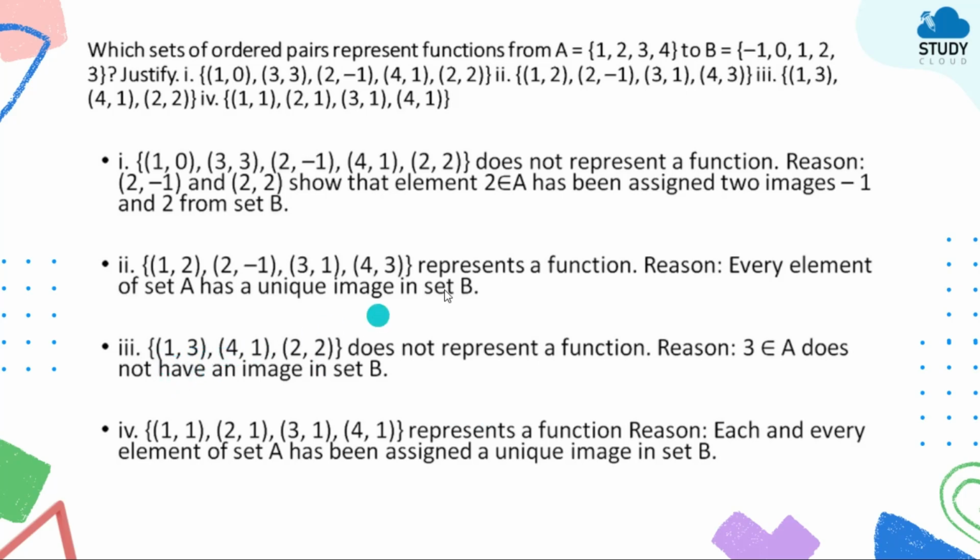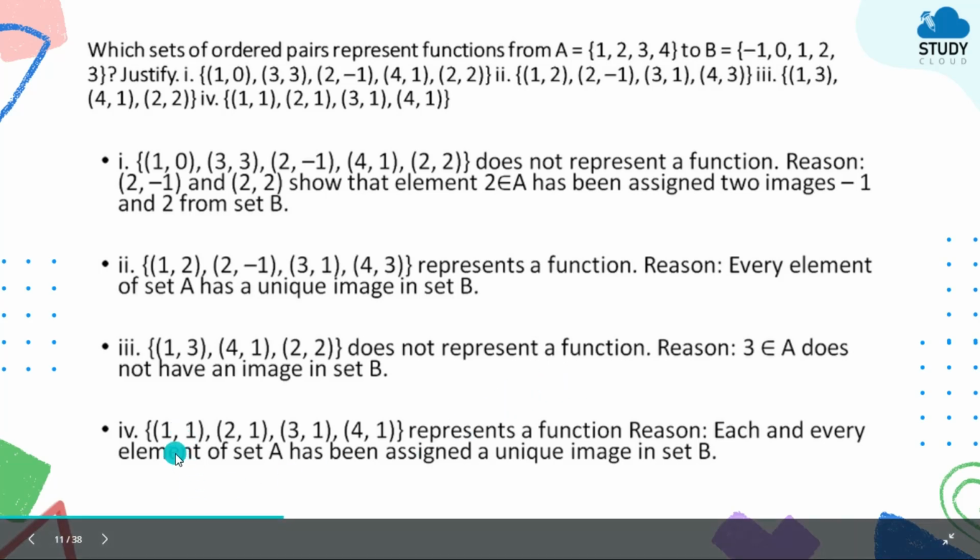See the third one. 1, 3. 1, 3. 4, 1. This is the 4 here. 4 and 1. 2, 2. 2 with 2. Now this does not represent a function. Why so? Because 3 here, the element of A, is not assigned any value in the set B. It does not have an image in the set B. Hence this is not a function.